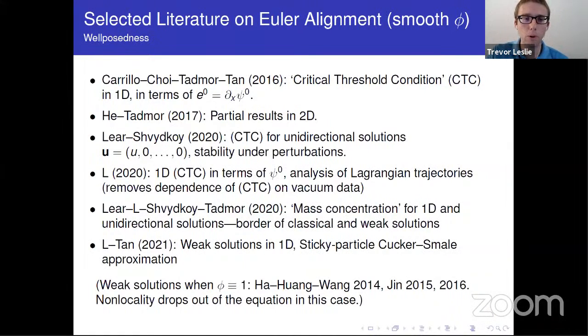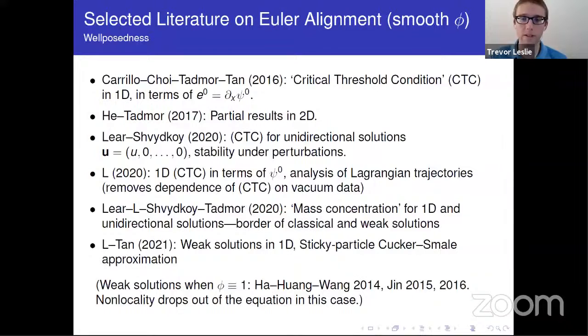So let me put into context the two papers that I just mentioned by providing a list, admittedly a pretty biased one, of some literature on the Euler alignment system with smooth protocols. Again, this is by no means a complete list. It's just a list of the papers that happen to be most relevant for my talk.